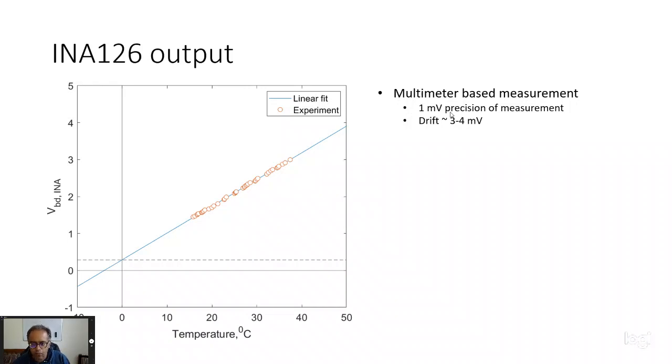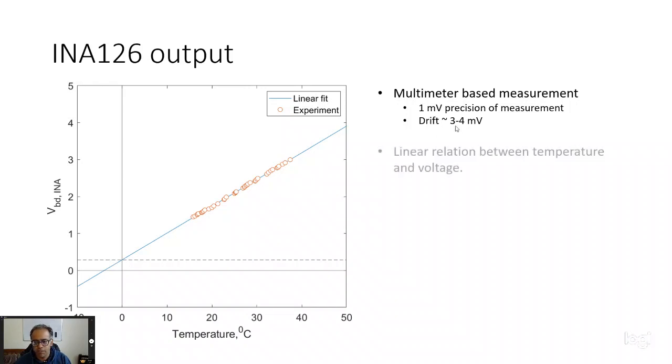I'm just using the same multimeter which I used earlier. It has the same 1 millivolt precision, but because now I've amplified the signal, I'm able to get a lot more points with a higher degree of precision. Okay. Now there is a drift in the voltage which is of the order of 3 to 4 millivolts. This can be useful for calculating what is the error in the measurement data.